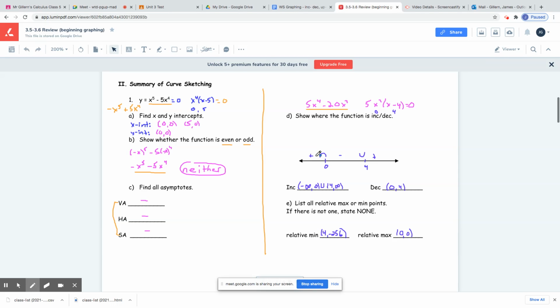Max or mins happen wherever it changes. It changed at 0. It was going up and then down. So that's a max. That's why I have a 0 there. And then at 4, from negative to positive, which means that was a min.